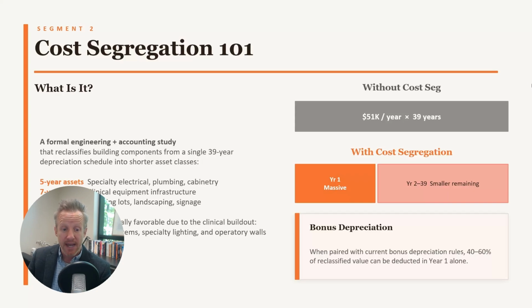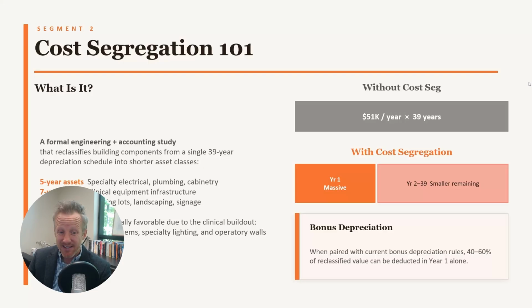The 15-year category is when you start to get into the structural things like parking lots, broad landscaping that's done, or signage. Those tend to be 15-year assets. And then the building itself, the shell, the 2x4s, the roof, all of the most fundamental structural aspects of the building, those tend to be 39-year assets.